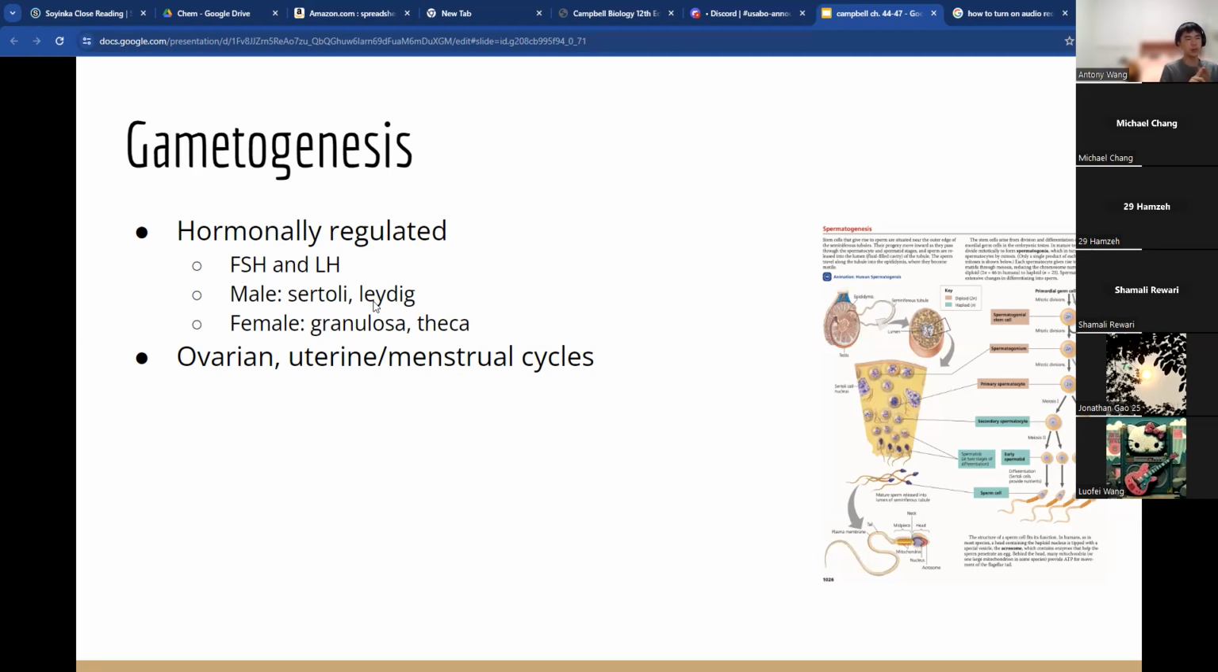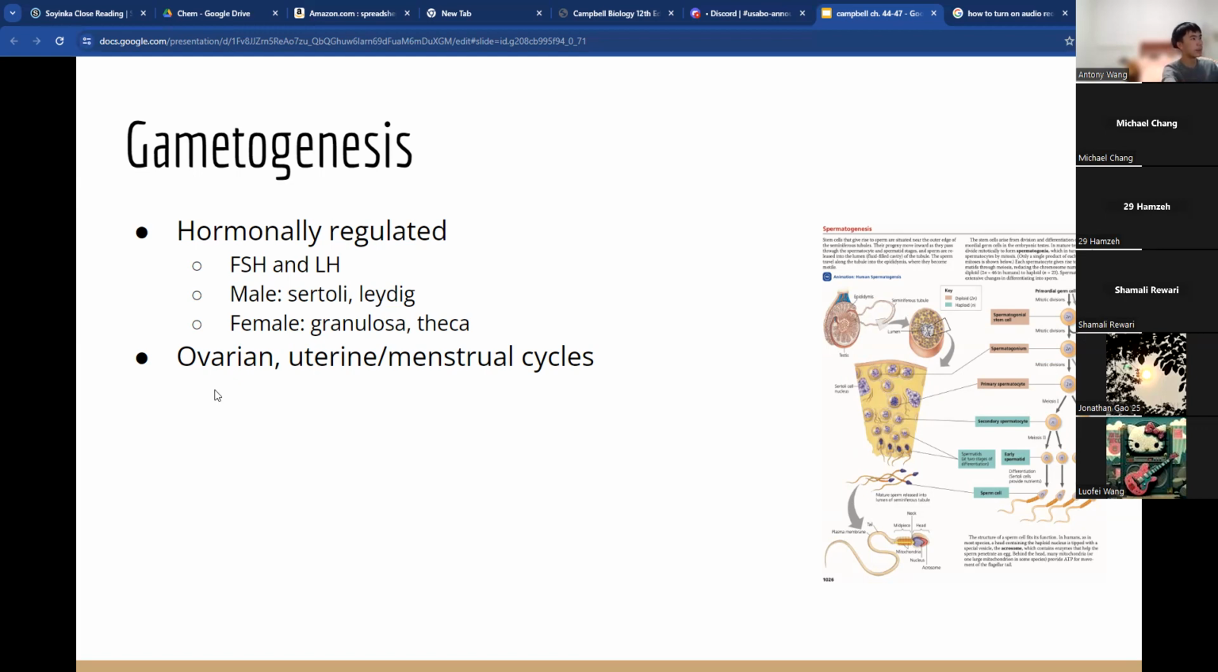Female equivalent, granulosa and theca, they both nourish the gametes, and they both produce sex hormones. And I think granulosa produces androgens, and theca cells produce estrogens. So androgens are the male sex hormones. Estrogens are the female sex hormones. And I probably got them flipped. I'm not sure. But female equivalents both nourish and produce hormones.